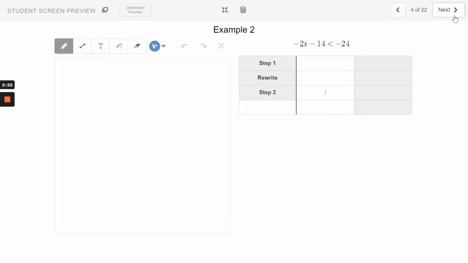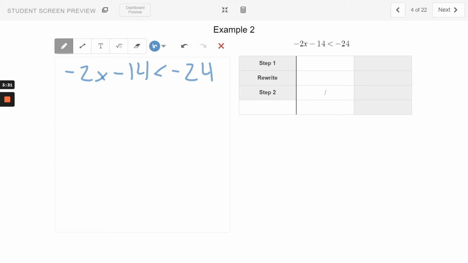There's one very important difference between solving equations and solving inequalities. That comes when you divide by a negative or multiply by a negative. If you multiply or divide by a negative number, you need to flip the sign. And we're going to see what that looks like in this problem. Our problem says negative 2x minus 14 is less than negative 24.